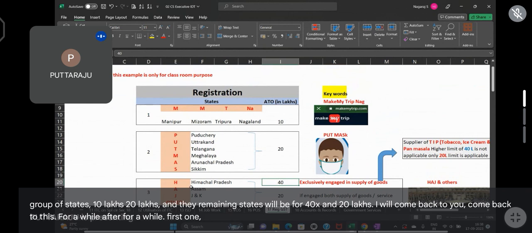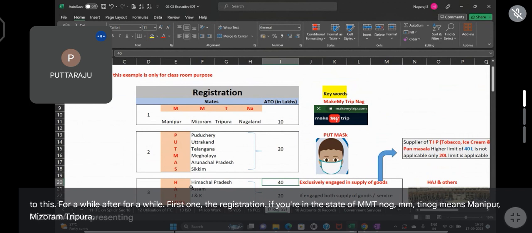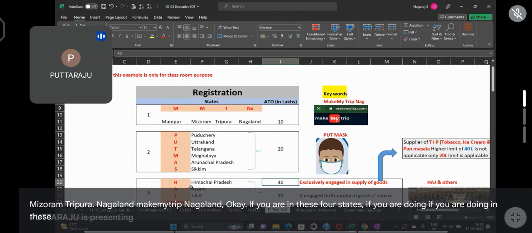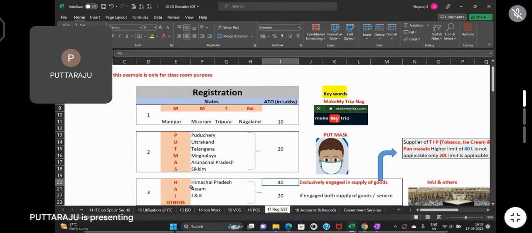First, registration. If you are in the states MMT Nag, meaning Manipur, Mizoram, Tripura, Nagaland. Make My Trip Nagaland. If you are doing business in these four states and your turnover exceeds 10 lakhs, you have to get registered.